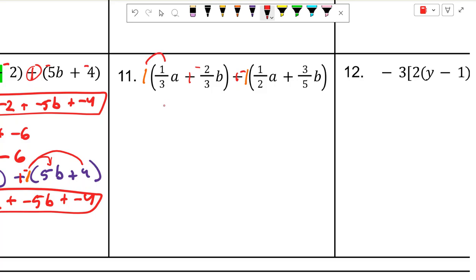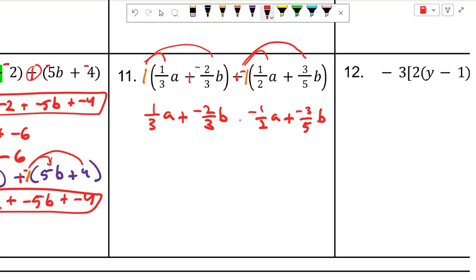So 1 times 1/3 a is 1/3 a. And 1 times negative 2/3 b is negative 2/3 b. Then we'll come down here and negative 1 times 1/2 a is negative 1/2 a. And then down to the next one, negative 1 times 3/5 b is negative 3/5 b. We'll put down all the plus signs.